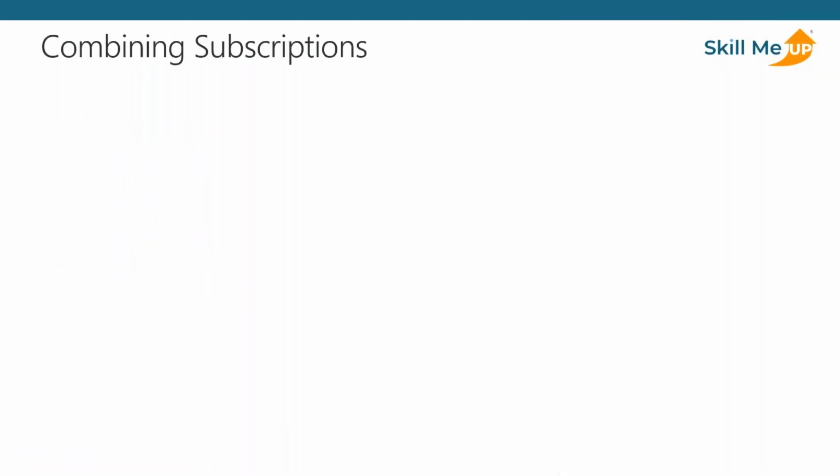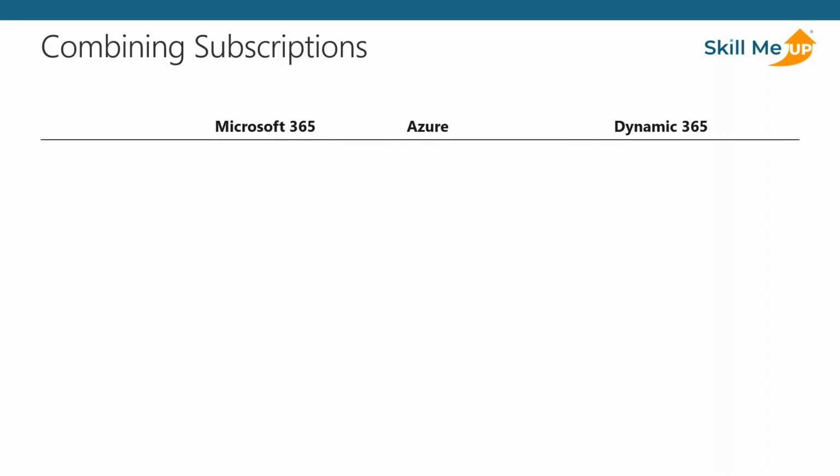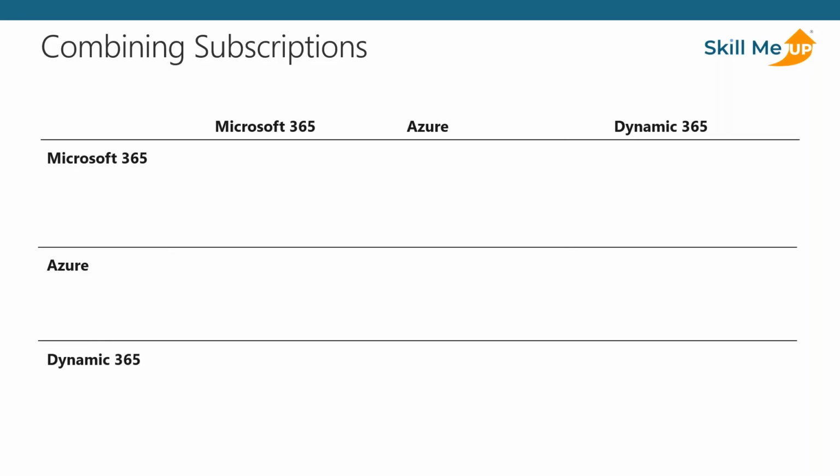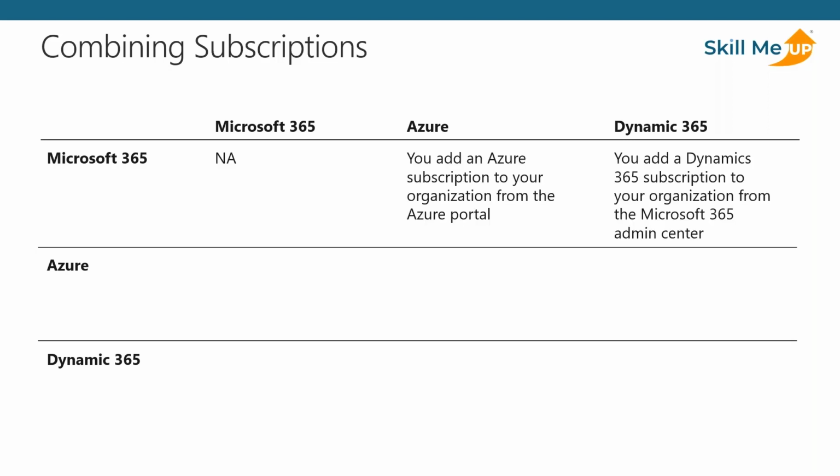Now, you can combine multiple cloud offerings together and the subscriptions can be joined. So, for example, if I have Microsoft 365 and Azure and Dynamics 365, you can see my table is kind of the same values. On the left-hand side, this is what I have, and then on the top right-hand side going across will be what I can add. So, for example, if I've got Microsoft 365 as a subscription, I can add a full-blown Azure subscription to that organization. I can also add a Dynamics 365 subscription to that too.